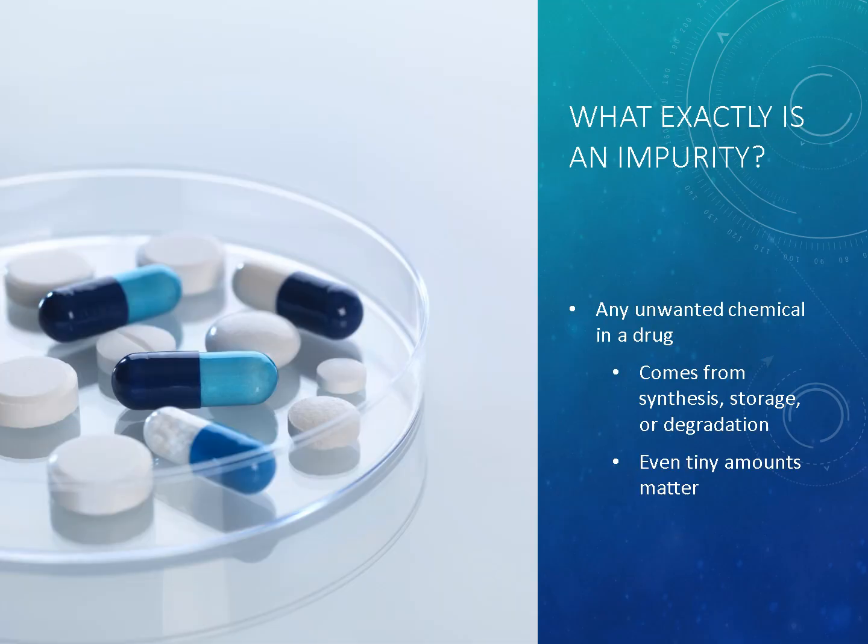An impurity is any unwanted chemical present in a drug substance or drug product that is not the intended API or excipient. Impurities can originate from different sources. They may form during chemical synthesis, appear during storage, or develop as the drug degrades over time. Even very small quantities of certain impurities can pose serious risks, which is why strict control and monitoring are essential.